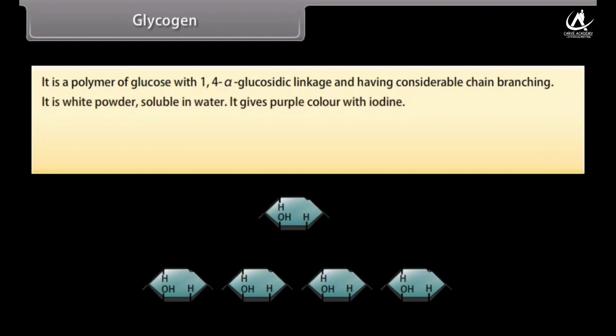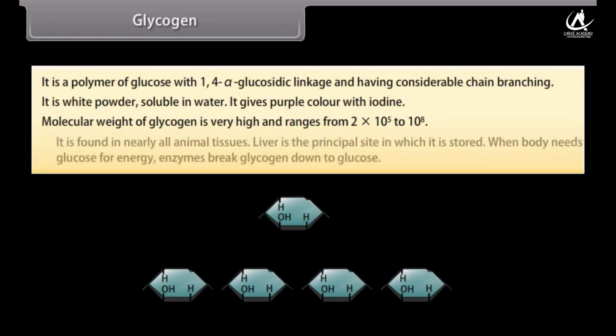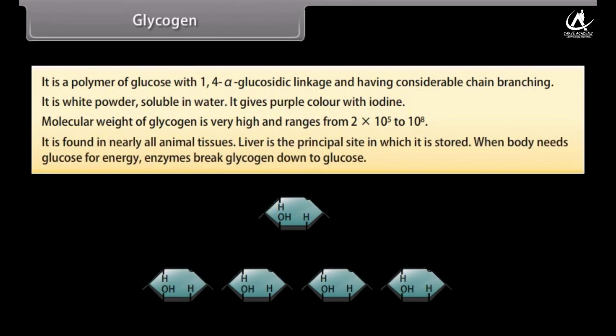It is a white powder, soluble in water. It gives a purple color with iodine. The molecular weight of glycogen is very high and ranges from 2 times 10 to the power 5 to 10 to the power 8. It is found in nearly all animal tissues. The liver is the principal site in which it is stored. When the body needs glucose for energy, enzymes break glycogen down to glucose.